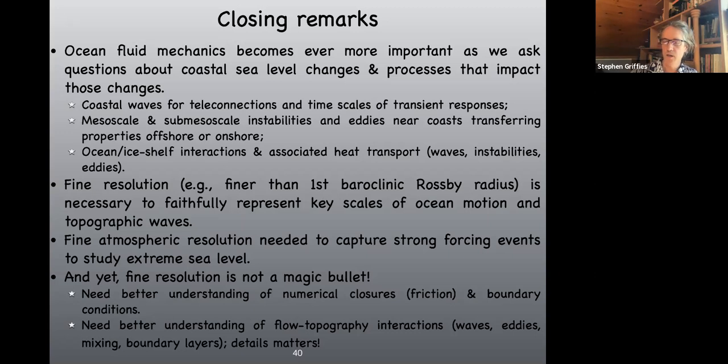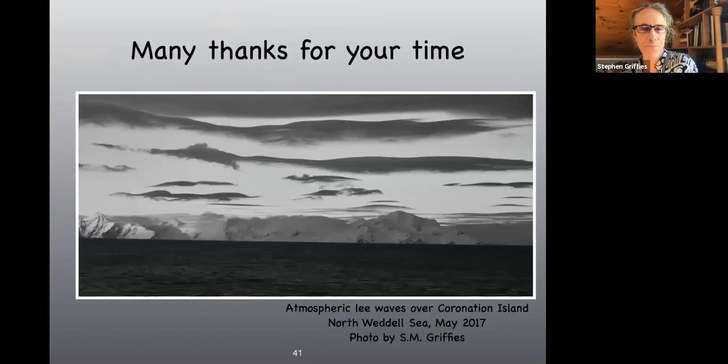It's not just the shallow water or the QG models that you can use to study those processes. You can do realistic modeling now and look at how waves and eddies interact with topography and how they affect sea level near the coast. Those are really interesting problems.